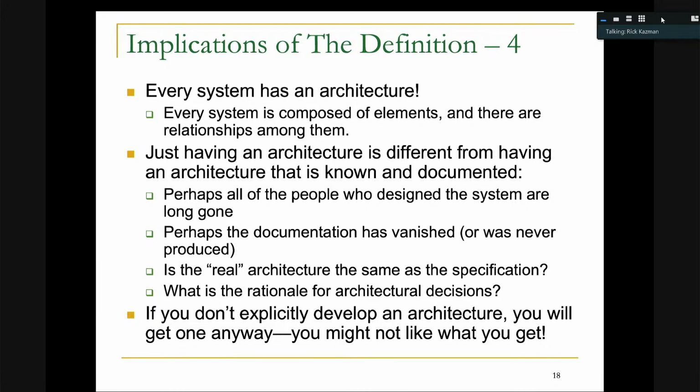However, every system having an architecture is different than having an architecture that is known, that is documented. Maybe the people who designed the architecture are gone. They've left the company, they've moved on to another career. Maybe the documentation has vanished or never existed or is completely out of date. And to what extent, if there is documentation, does the actual code base relate to or comply with that documented version? And even if we know all that, do we understand the rationale for architectural decisions? Do we understand why a particular decision was made?